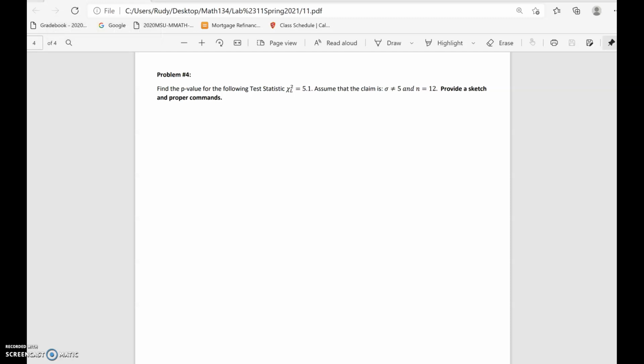Hi class, let's take a look at example 4. In example 4, we have another two-tailed test. So let me just write it out. Our actual claim is that the values of sigma are not equal to the values of 5. We're going to have the degrees of freedom equal to 11.